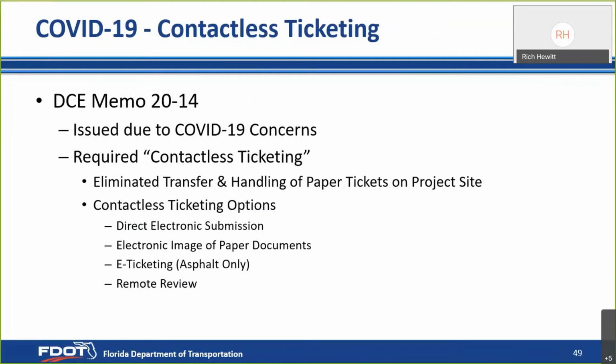You could also send an electronic image of a paper document, so you could be in the plant, take a photo of it, email that. E-ticketing was an option for asphalt, and then remote review, which basically boiled down to using like a grabber tool to grab the ticket from the truck driver while maintaining social distancing, and then have somebody take a photo of that and then hand it back to them with that grabber tool.